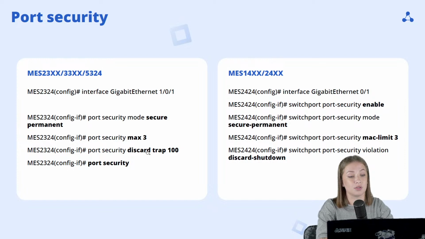In the case of the MES23 series, it discards the traffic and sends an SNMP trap to the external server. On the MES24 line, it discards the traffic and shuts down the whole port. Also, with the last command, port security, we enable port security on the desired interface, and on the MES24 line, we can enable it from the start.